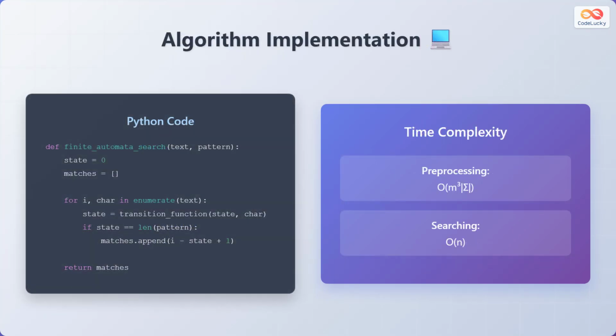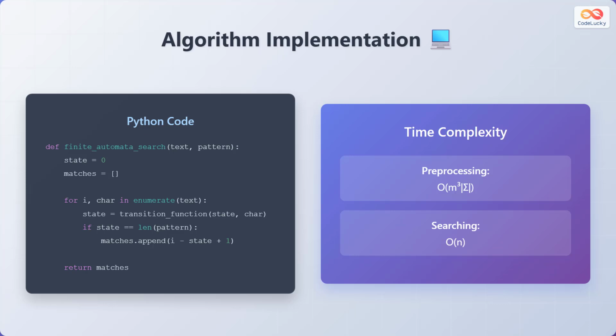Here's an example implementation of the finite automata search algorithm in Python. The function finite_automata_search takes the text and pattern as input. It initializes the state to 0 and an empty list called matches. It then iterates through the text, updating the state using the transition function. If the state equals the length of the pattern, it means a match is found, and its starting index is appended to the matches list. Finally, the function returns the list of matches.